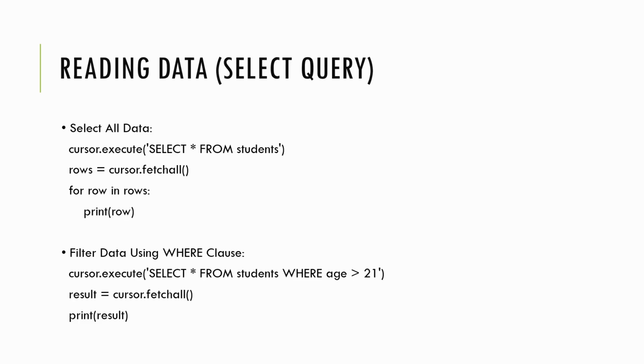To read data from the database, we use the select query. The select star command retrieves all the rows from a table. If we want to filter data, we can use the where clause. For example, we can query all students older than 21 by using select star from students where age is greater than 21.